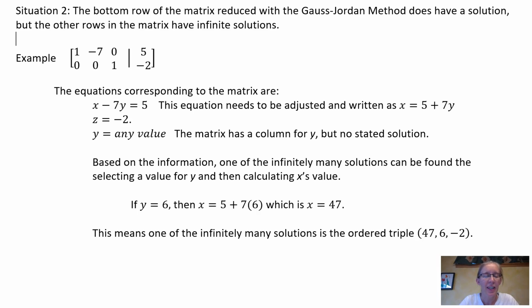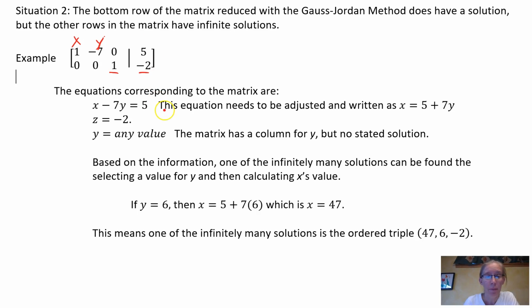A second situation that has infinitely many solutions will be shown in this situation. Situation 2. The bottom row of the matrix reduced with the Gauss-Jordan method does have a solution, but the other rows in the matrix have infinitely many solutions. The example that I have is a matrix that has 2 rows, but it has 3 variables. In the bottom row, it tells us that z will equal -2. So we know z equals -2, but that first row tells us that 1x minus 7y will equal 5.